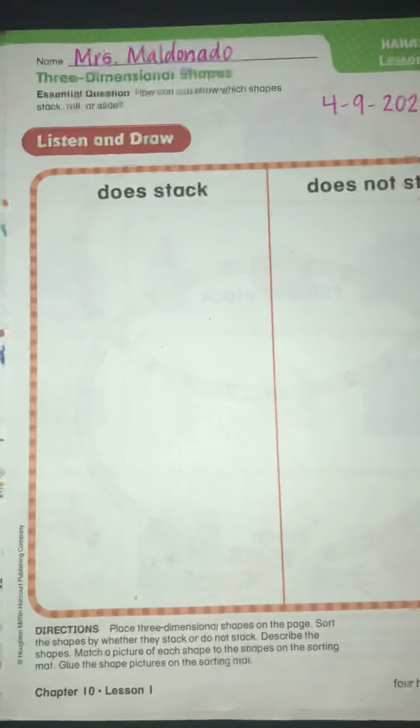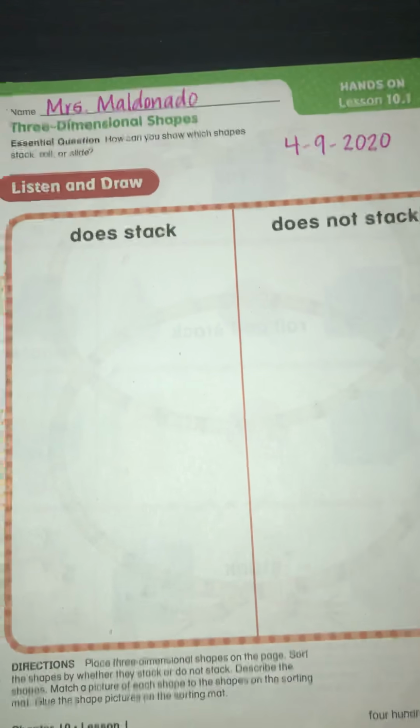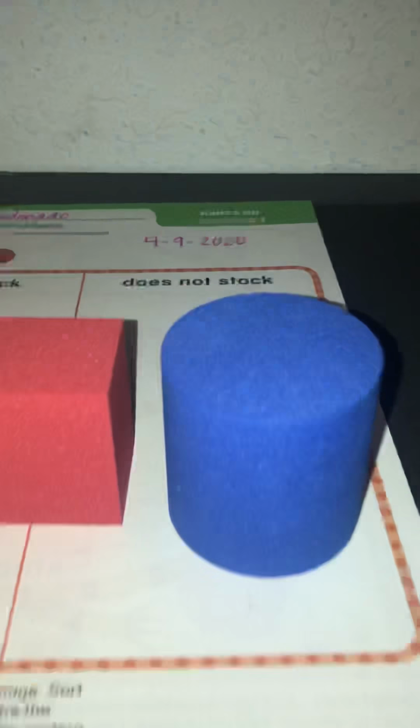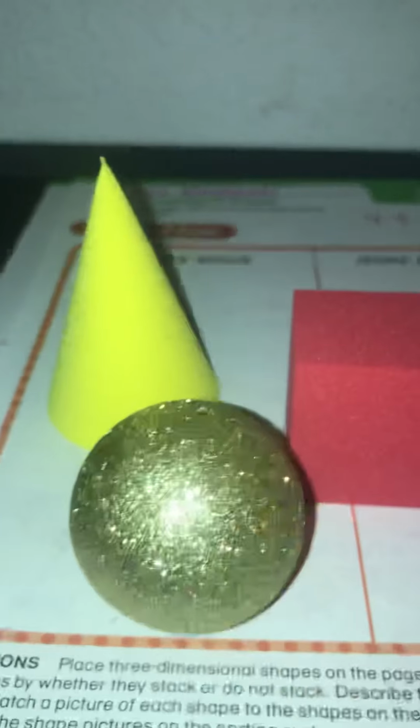All right, so our primary focus of our 3D shapes is going to be the cone, the cube, the cylinder, and then the sphere. So these are the 4 3D shapes that we are going to focus on. So which of these shapes can stack, or does stack?